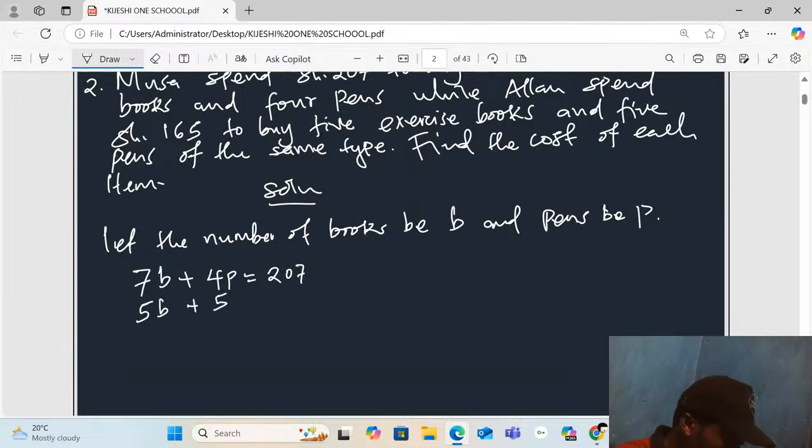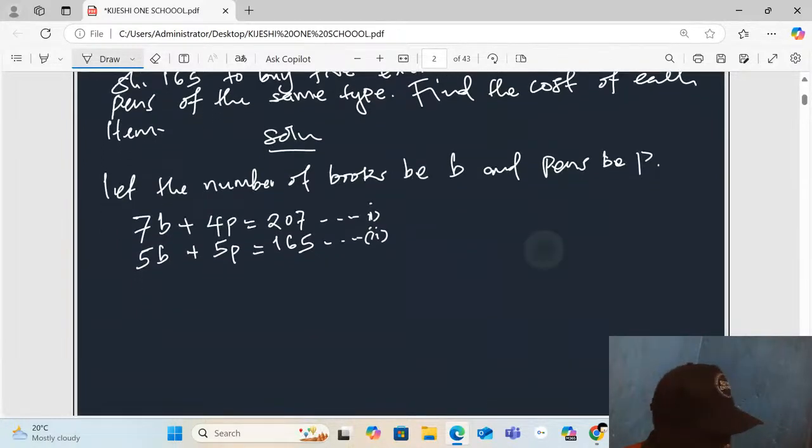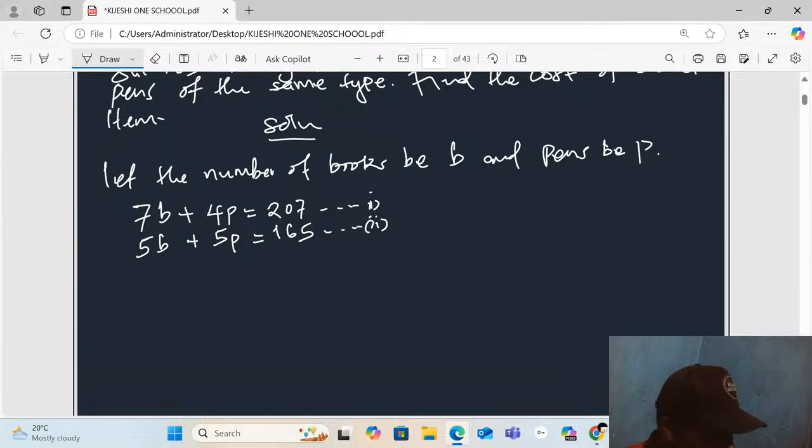and 5 pens at a total of 165 shillings. So we formed 2 equations. This is equation 1, and the second one, equation 2. Now we can use either elimination or substitution to solve this. Let us use elimination to solve this. We can still use substitution and arrive at the same answer.